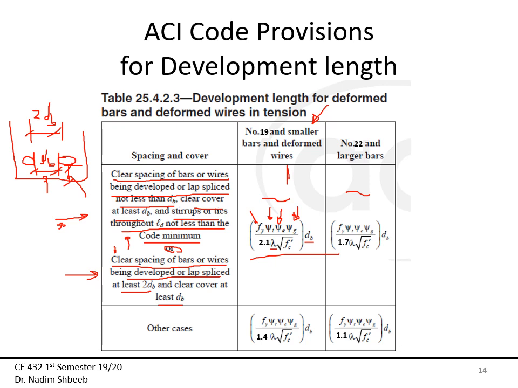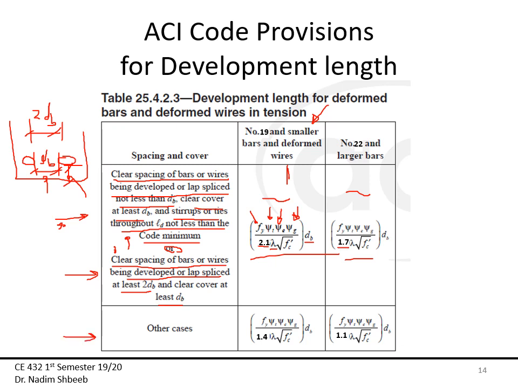So this is when it's less than phi 22. If it's more than phi 22, then we have to use this equation. It's the same, but the only thing that's changing is this factor. Here it's 1.7 and here it's 2.1, which means we're going to have a larger development length for larger diameter bars.